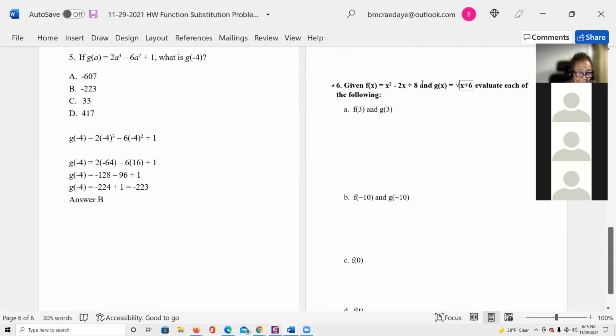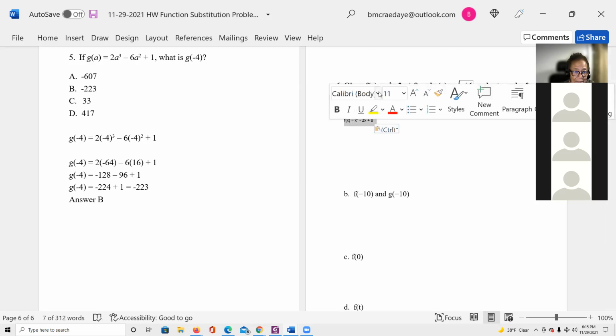given an f of x and a g of x. Now, let's just take the f of x first. So it's an f of 3, and then do a g of 3, right? So we have f of x is x squared minus 2x plus 8. There we go. So small. Yeah, I know. I'm going to make it bigger.